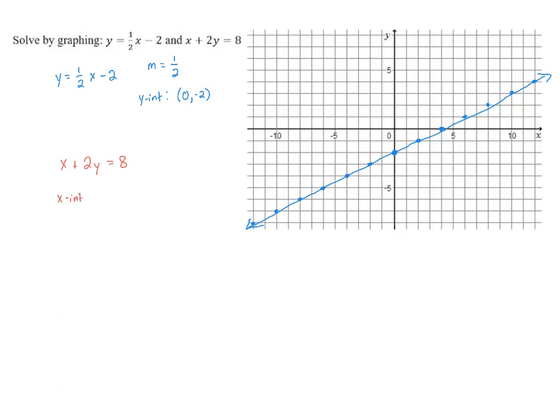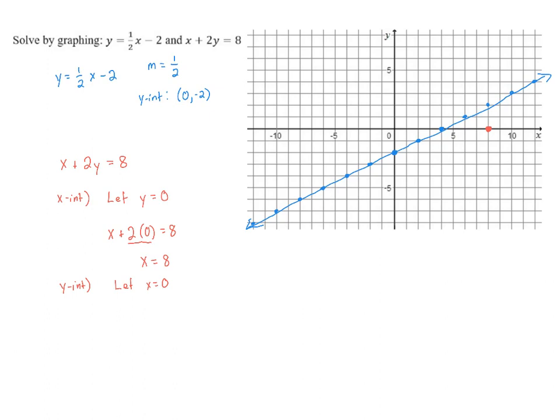To start, we look for the x-intercept, and the way that we do that is to let y be 0. If we do that, we've got x plus 2 times 0 equals 8. Now 2 times 0 is just 0. That term's actually going to vanish because x plus 0 is just x. So this is going to leave us with x equals 8. So we can put that on the x-axis. That is our x-intercept.